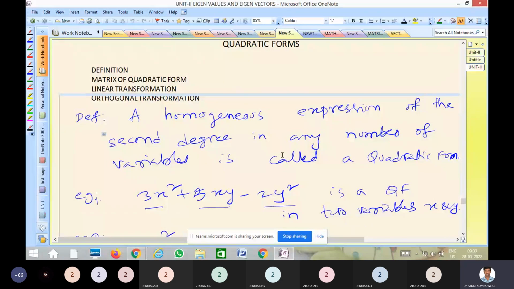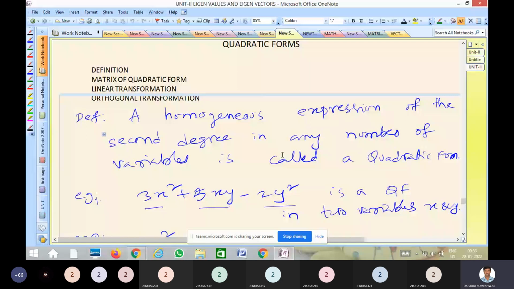Good morning, students. Today we will discuss the concept of quadratic form, matrix of quadratic form, linear transformation, orthogonal transformation, method of reduction of quadratic form to canonical form.